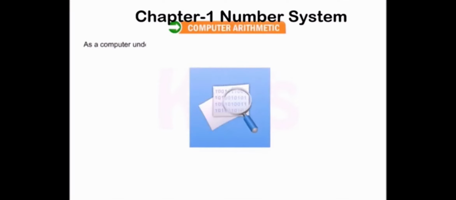Let us now find out what computer arithmetic is. As a computer understands only binary code, the data given by the user is converted into binary code for processing. This processing may involve various kinds of arithmetic operations such as addition, subtraction, multiplication, division, etc. on binary numbers. Now let us find out how binary addition takes place.